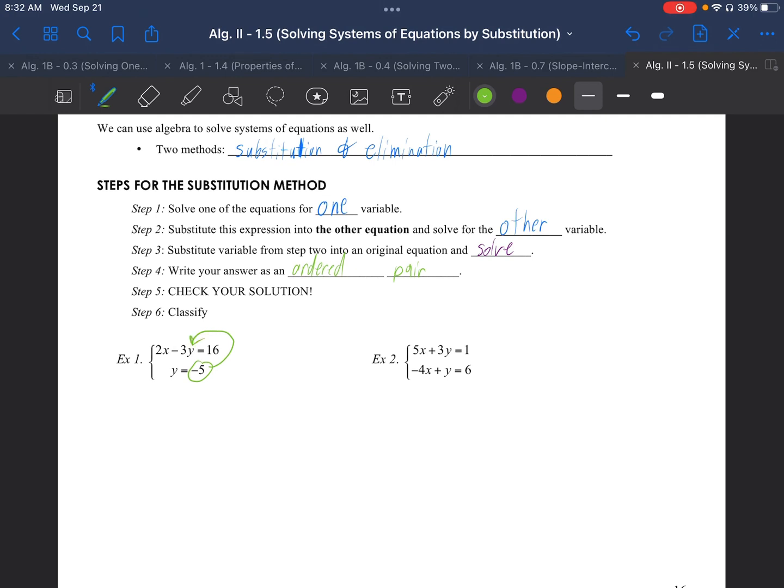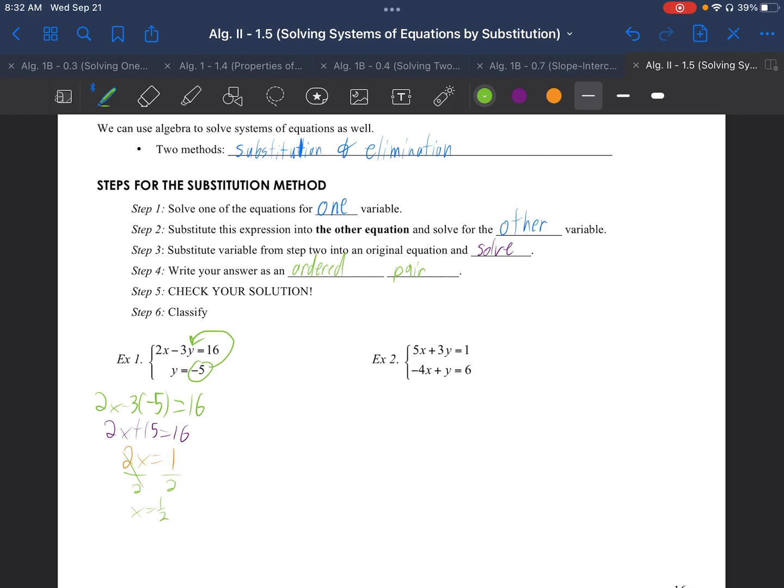So substitute y equals negative 5 in the top equation. So we're going to get 2x minus 3 times negative 5 equals 16, and solve for x. So 2x plus 15 equals 16. Subtract the 15 and get 2x equals 1. Divide by 2, and x is 1/2.